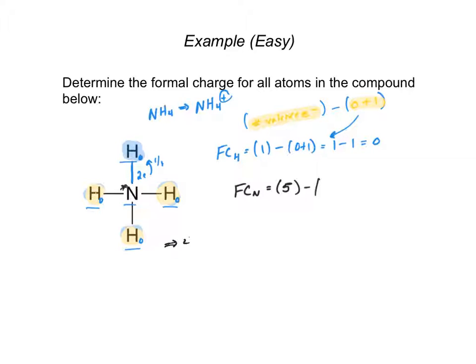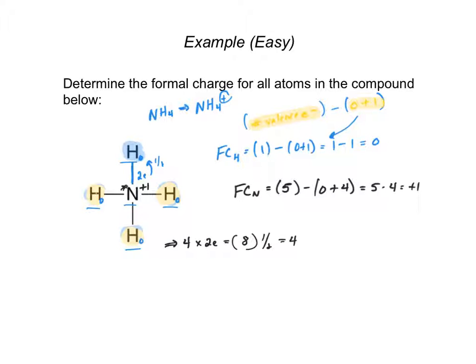So here we've got 4 bonds. Each bond has 2 electrons, which gives us 8 overall. But again, we're only going to give half of that to nitrogen, which gives us a 4. All right, so we have 0 lone pairs, plus 4, gives us a 5 minus 4, gives us a positive 1 overall. So nitrogen is the guy with the positive 1.